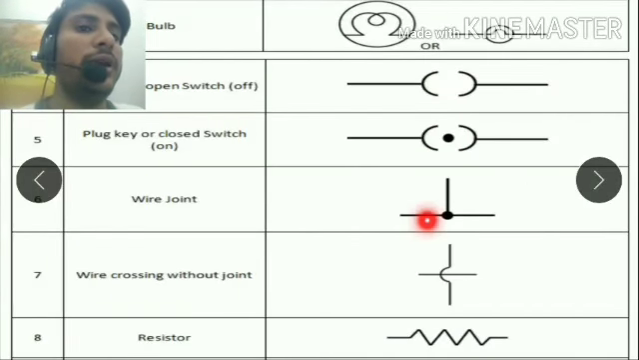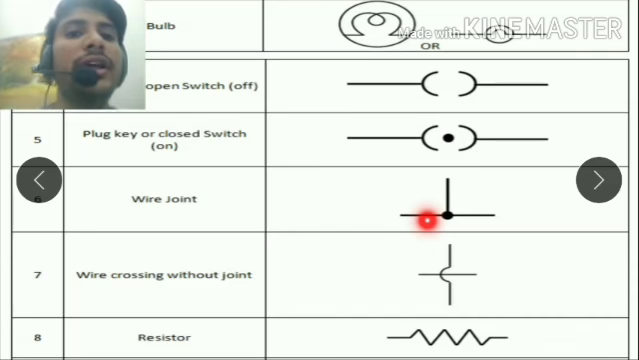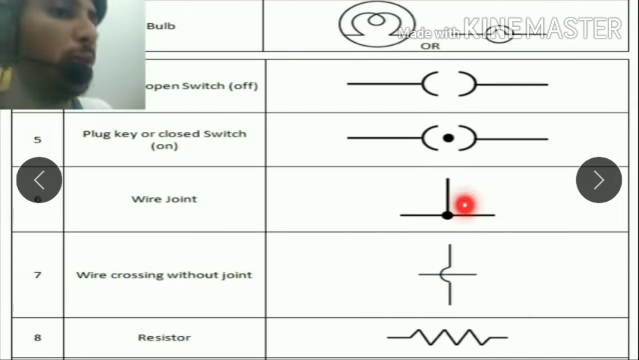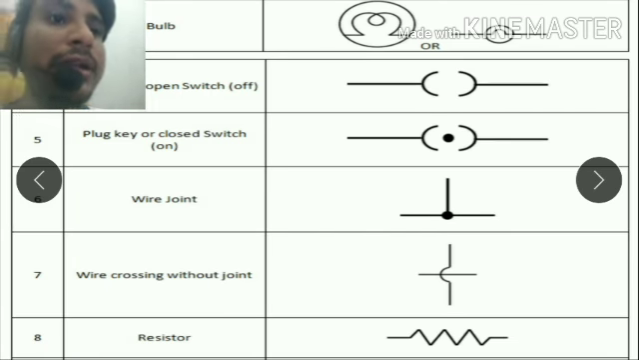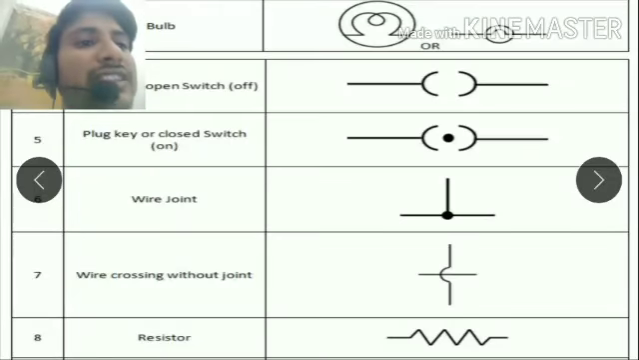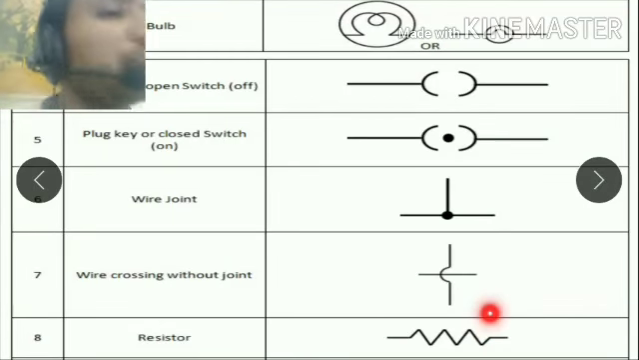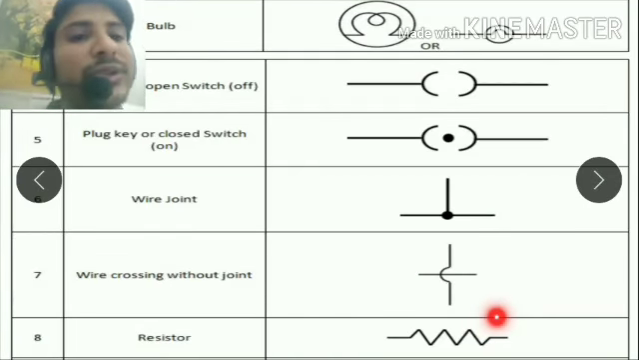That is the wire joining point. This is a wire cross without a joint. This is the joint point. And this is the cross of wires, but they are not joined. Okay, this is the resistor, the most important symbol, for resistance.